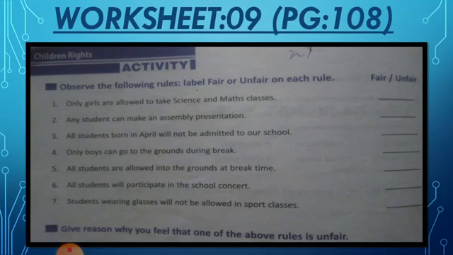Number 2. Any student can make an assembly presentation. Yes, it is the right of every student. This statement is fair. Number 3. All students born in April will not be admitted to our school. This is unfair. Every student has the right to be admitted to any school.